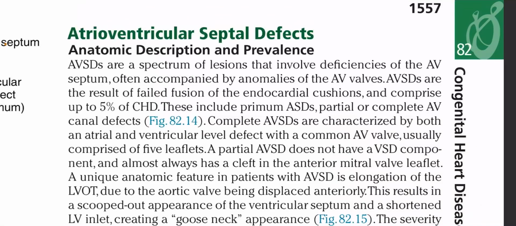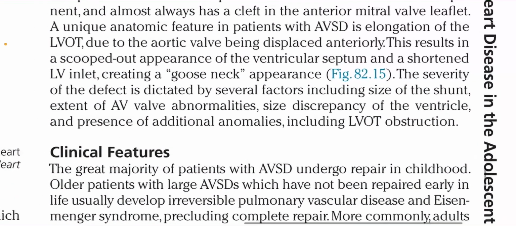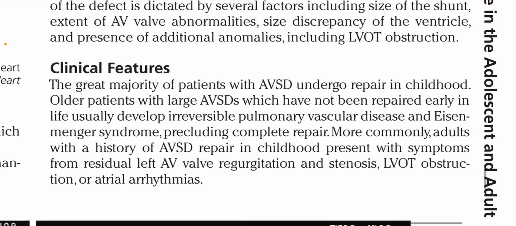A unique anatomic feature in patients with atrioventricular septal defect is elongation of the LVOT due to the aortic valve being displaced anteriorly. This results in a scooped out appearance of the ventricular septum and a shortened LV inlet, creating a gooseneck appearance. The severity of the defect is dictated by several factors, including size of the shunt, extent of the atrioventricular valve abnormalities, size discrepancy of the ventricles, and presence of additional anomalies, including LVOT obstruction.